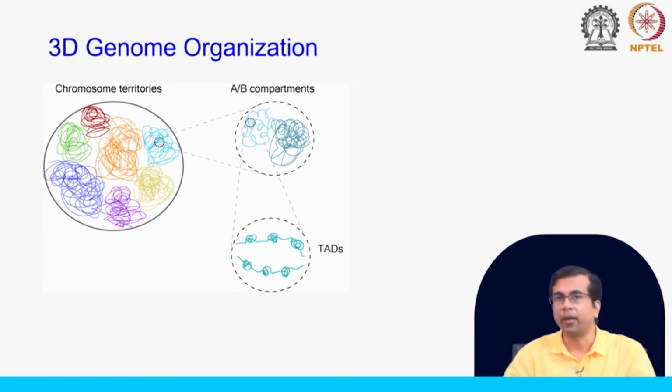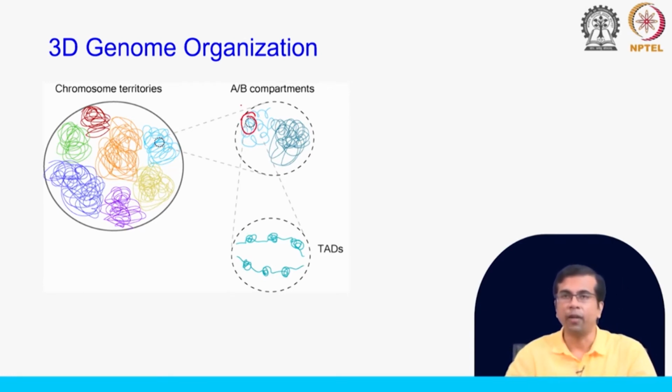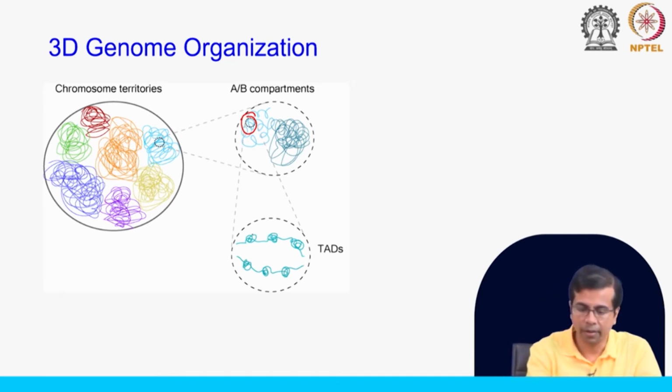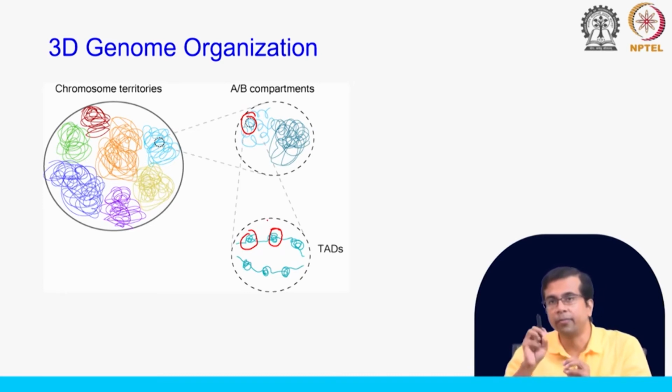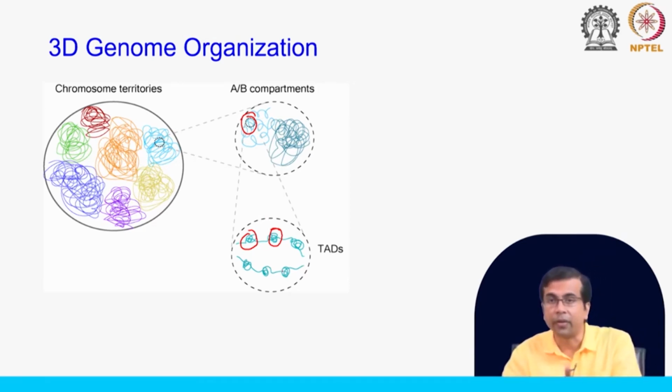Now, if you zoom in further, in the small region here, what you will see are the TADs. As I mentioned, TADs are topologically associating domains. They interact preferentially within themselves. So, here is a TAD, here is another TAD, and you see they are interacting within themselves more, and they are not interacting much with other TADs. This is actually the definition of TADs.